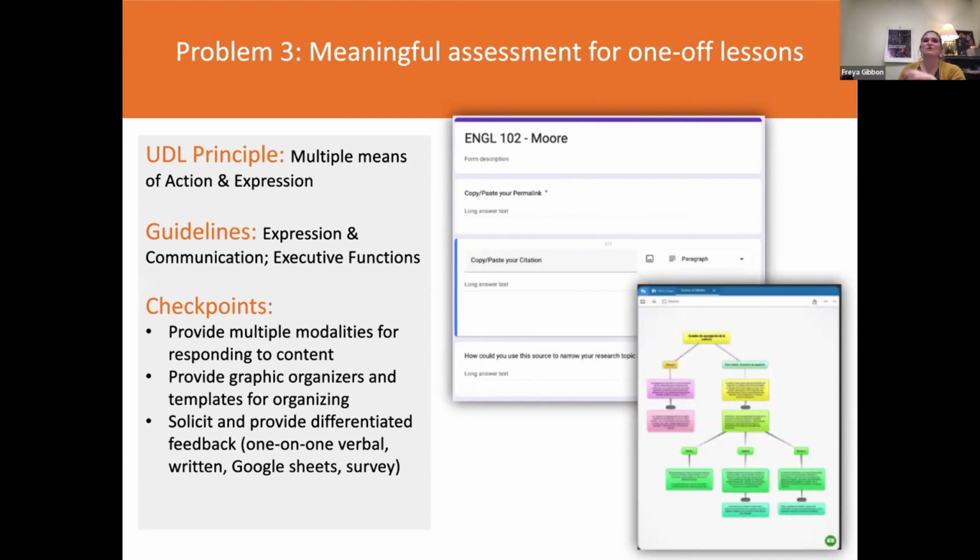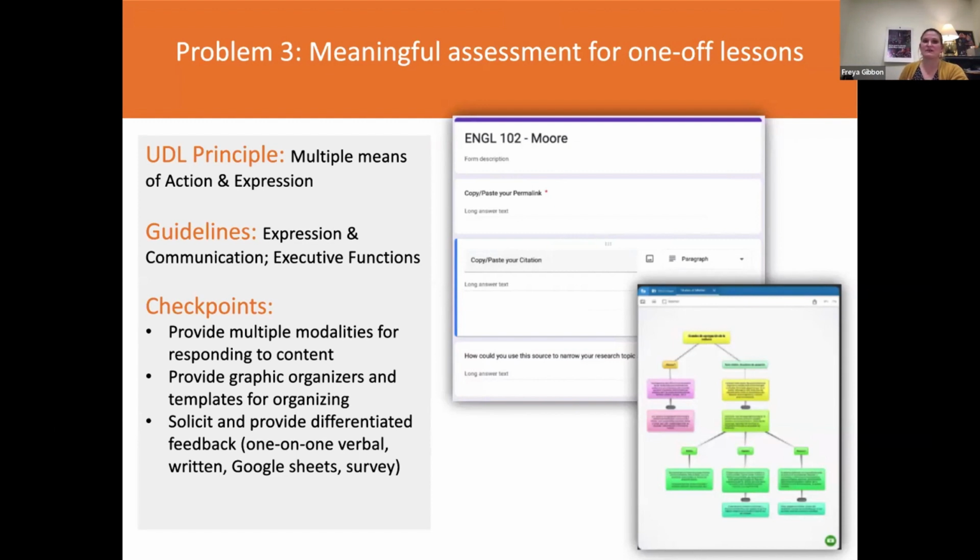And as I was going through it, most of the guidelines and checkpoints communicated by the CAST program are really focused on designing assignments that allow students to have creativity or have choice. Because as library instructors, we don't design the assignments. We might work with faculty, we might suggest things, but ultimately they design the assignments.